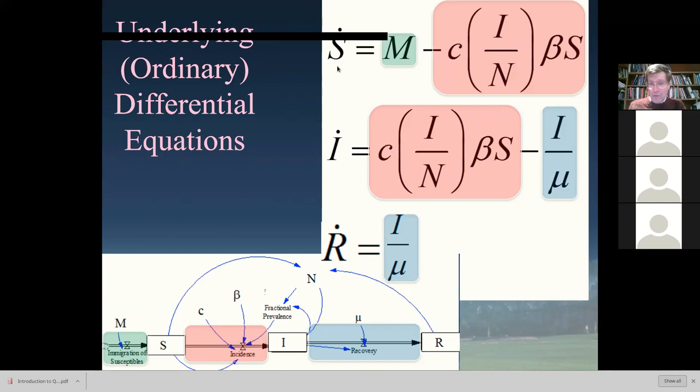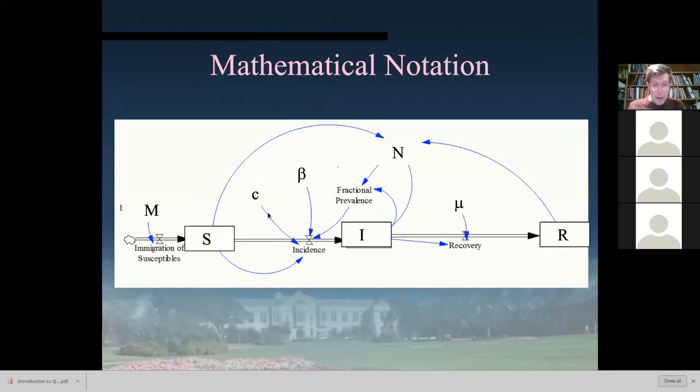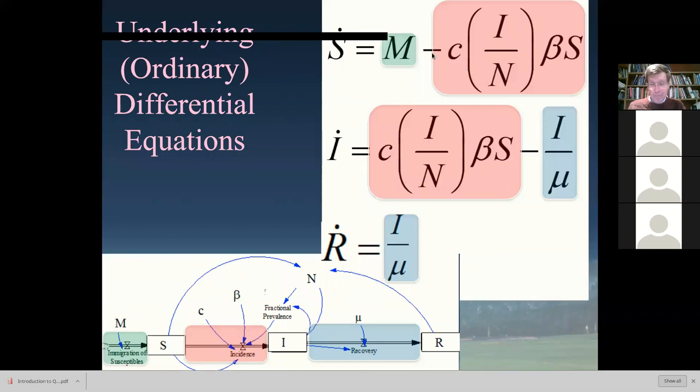So the rate of change of susceptibles per day is the number of people coming in minus the number of people going out. Okay, that looks like two minus signs. It's just overlapping with the highlighting here. Now, you'll notice there's certain colors here.